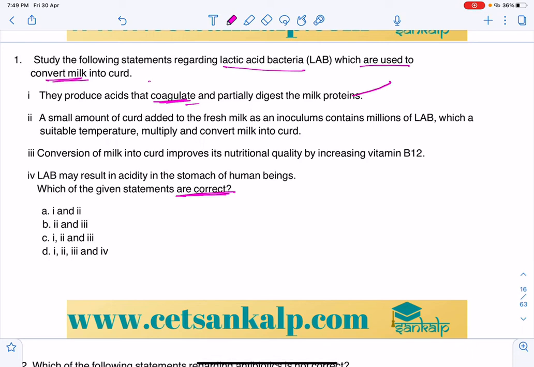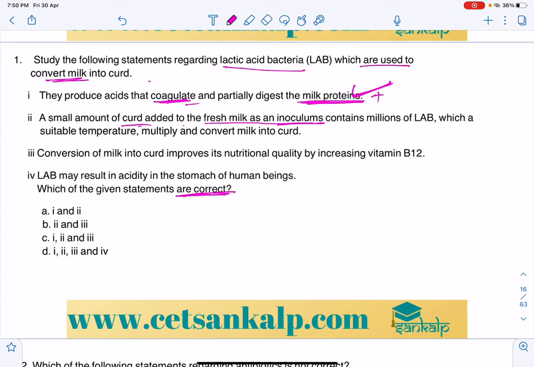And next here, if it is partially the milk fat, if you're going to produce milk fat, here they have given digest milk protein, only milk protein. If it is milk protein and milk sugar we're going to give, that is a curd. Milk fat, that is cheese. So we can consider it: a small amount of curd is added to fresh milk as an inoculum, that is correct.